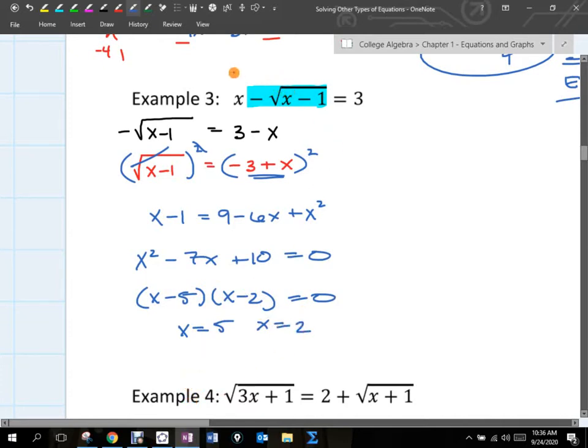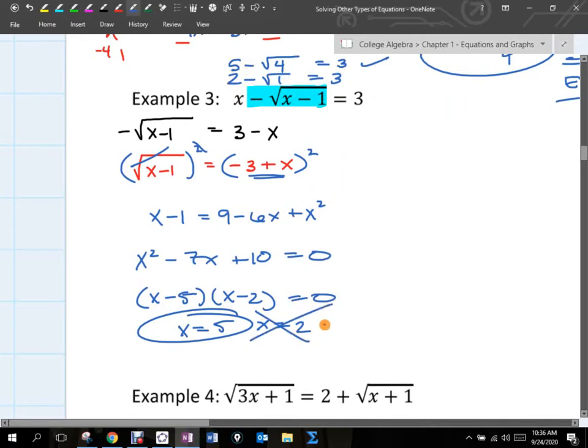Now if I plug that stuff in, if I plug in x to be 5, I get 5 minus root 4. Does that equal 3? Does 5 minus 2 equal 3? Yep, so 5 is the solution. Does that mean 2 is automatically extraneous? No. Plug 2 in, I get 2 minus root 1. Does that equal 3? Does 2 minus 1 equal 3? No. So it does end up being extraneous, but we have to check. And this is the reason we have to check.